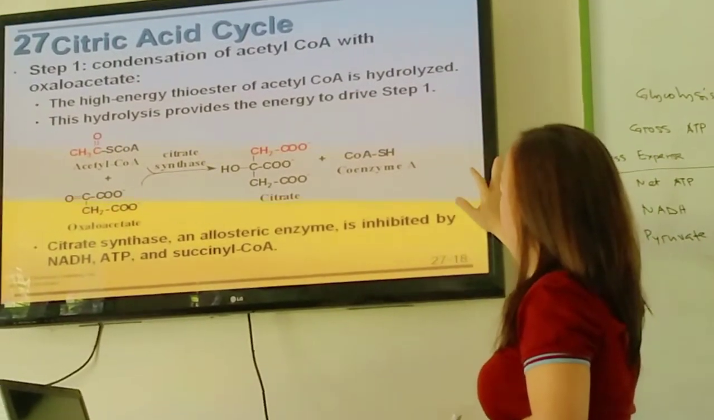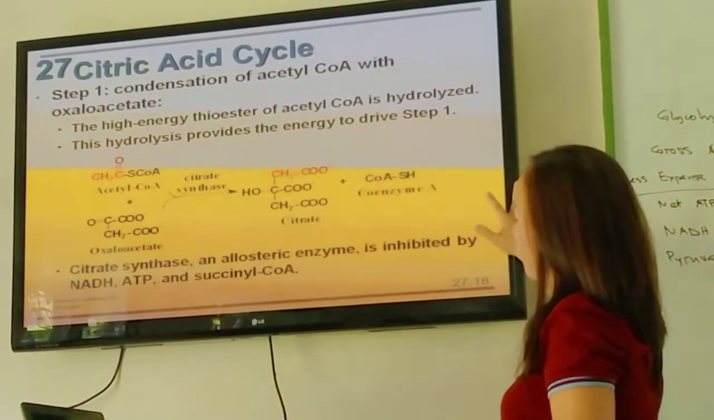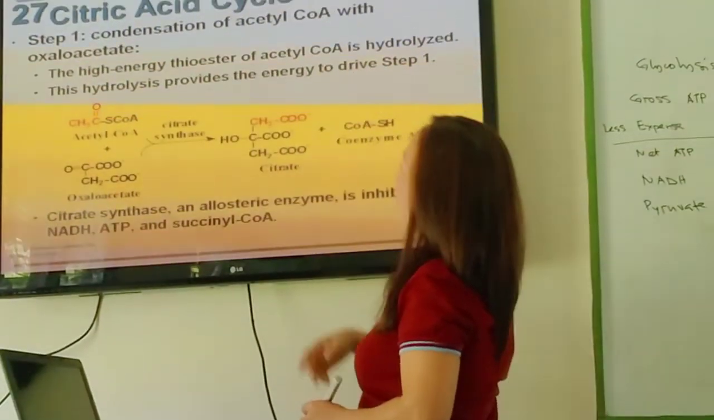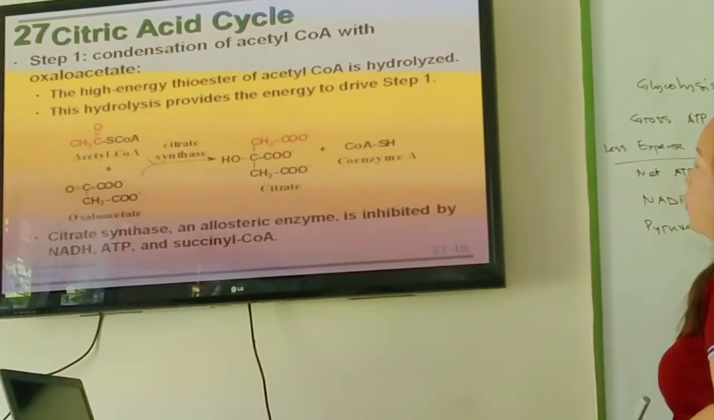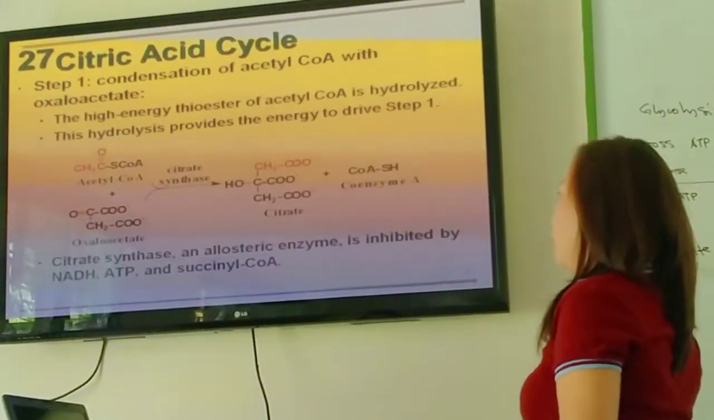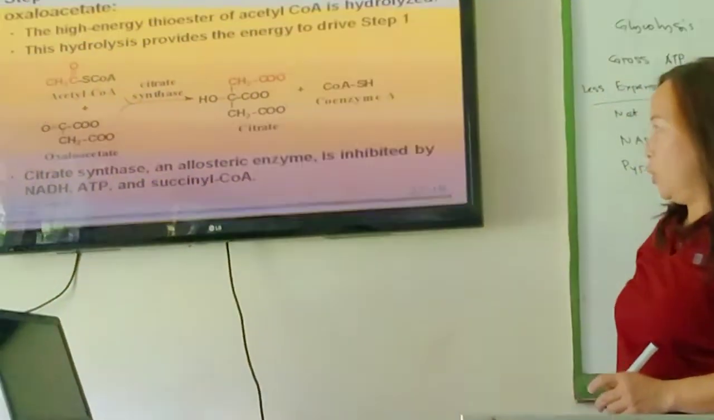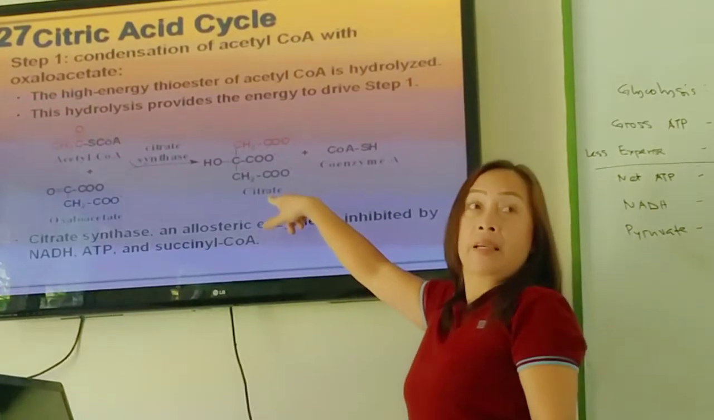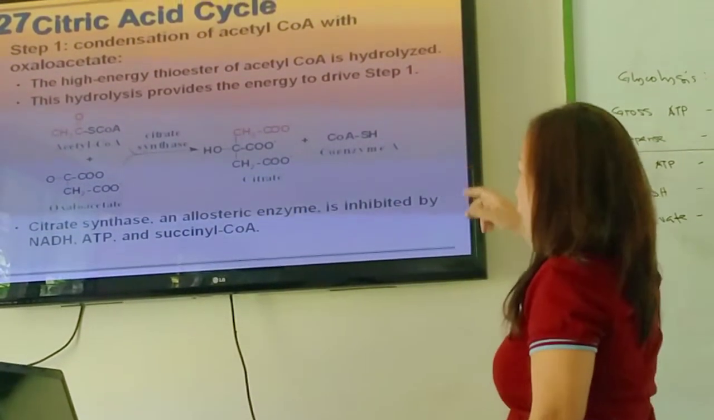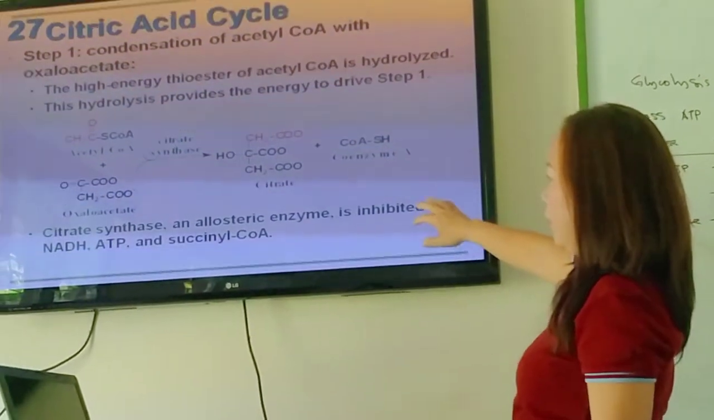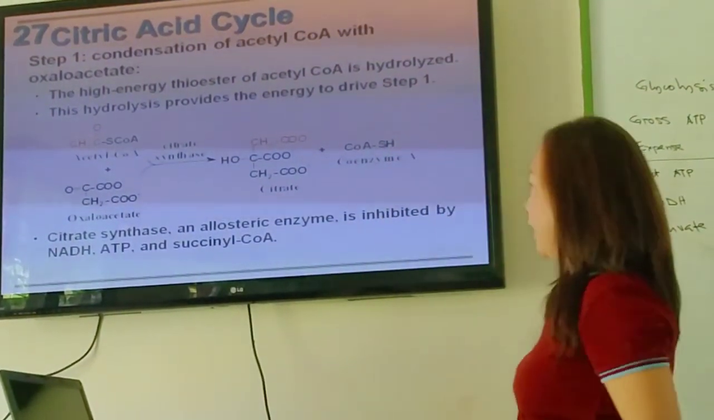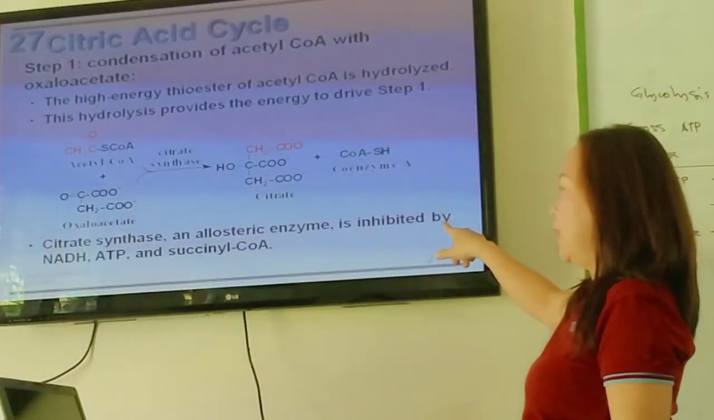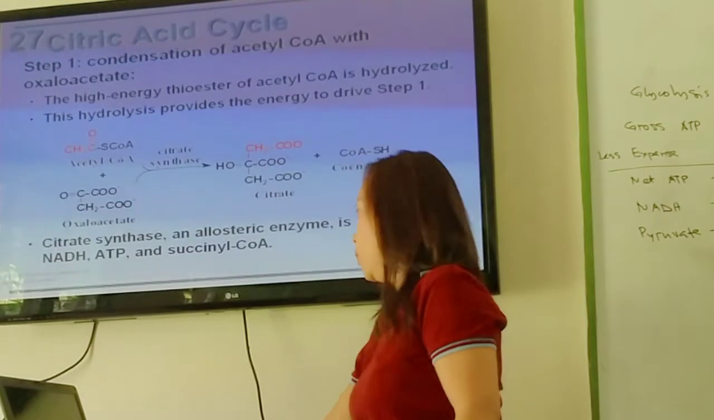So where is the source of energy to drive step 1 or condensation of acetyl-CoA? You have here this thioester acetyl-CoA. That is acted upon by citrate synthase. So it enters now into the citric acid cycle. Now we have an allosteric enzyme, citrate synthase, which is inhibited by NADH, ATP, and Succinyl-CoA.